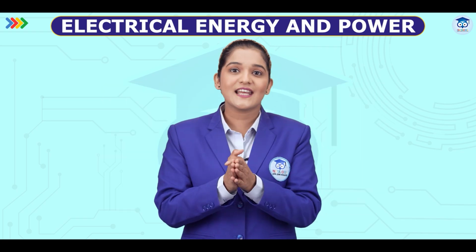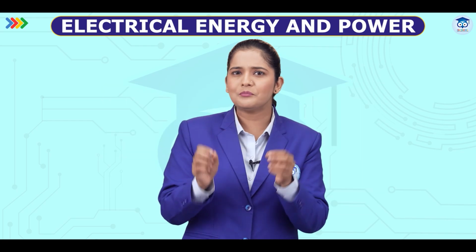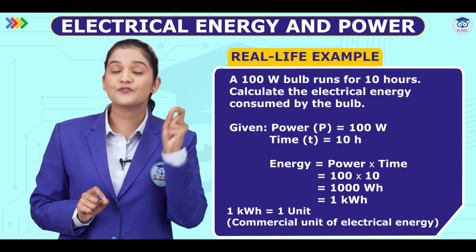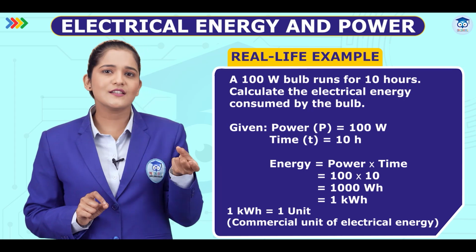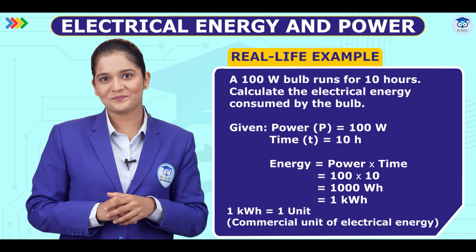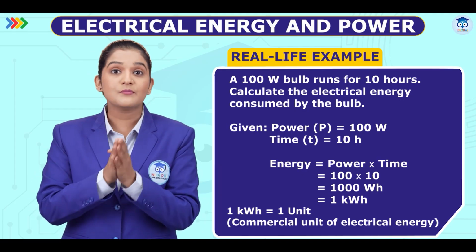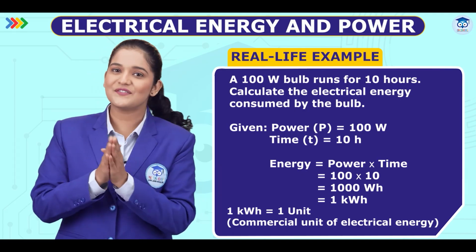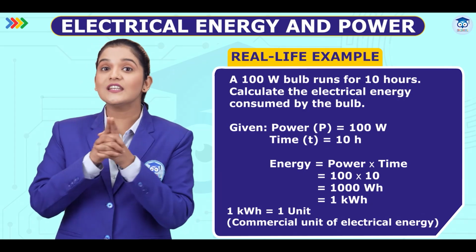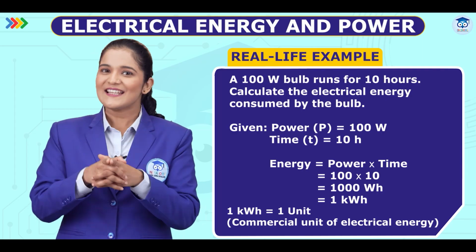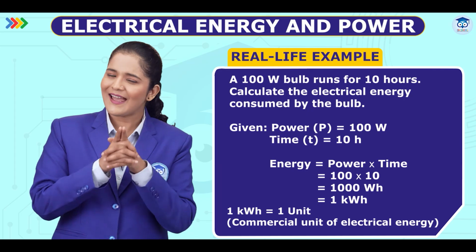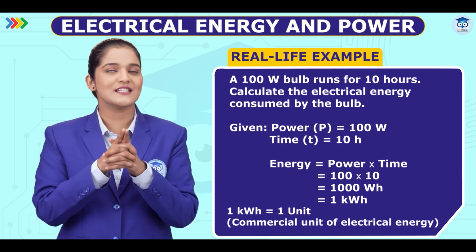Now, let us understand energy consumption with a simple real-life example. If a 100-watt bulb runs for 10 hours, the energy consumed is calculated by multiplying power with time. So, 100 watts multiplied by 10 hours gives us 1000 watt hours, which equals 1 kilowatt hour. This means 1 commercial unit of electricity is used, as seen in household electricity bills.